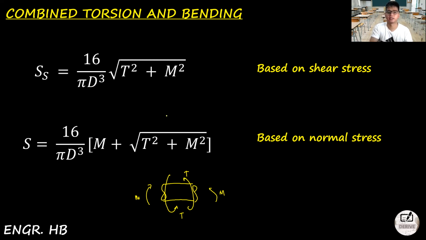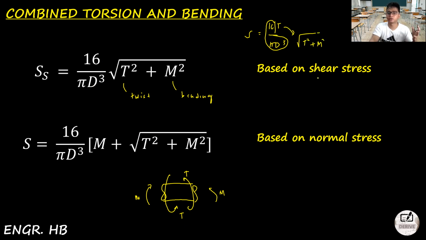So, meron tayong formula dyan. So, our stress here is 16 over pi d cubed times square root of T squared plus M squared, which is T is for the twisting moment. And M, of course, the bending moment. In order for this, guys, to be remembered easily, we all know that the formula for the torsional stress is 16T over pi d cubed. Pero ang nangyari dito, nagkaroon ng square root. So just retain this 16 over pi d cubed and retain this torque by having this square root of T squared plus M squared. So ganun lang siya alalahanin.